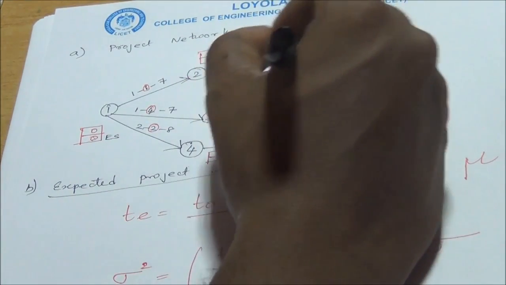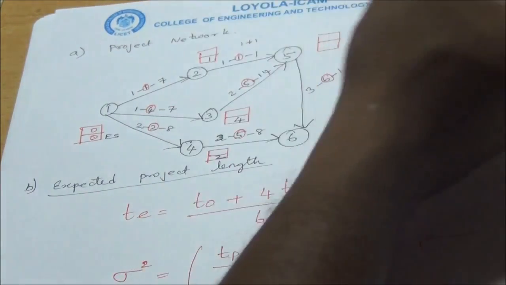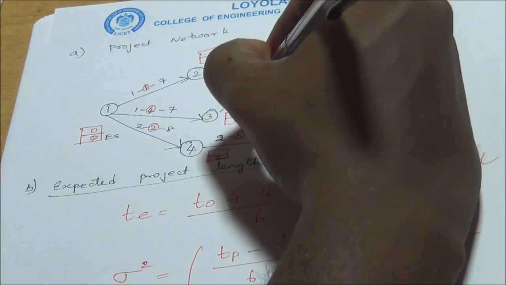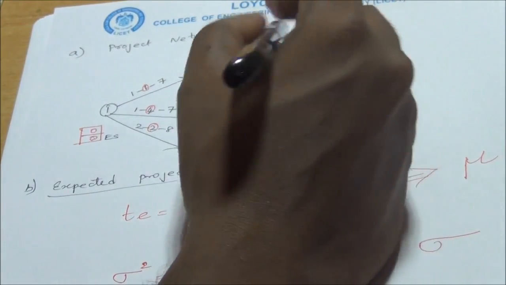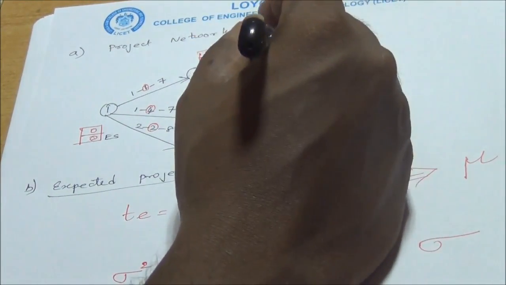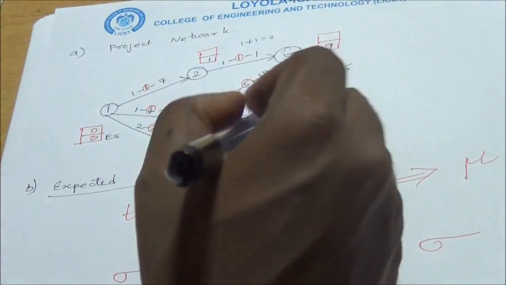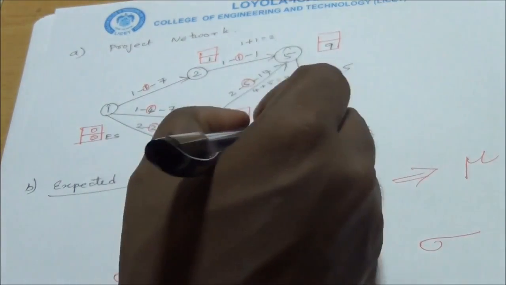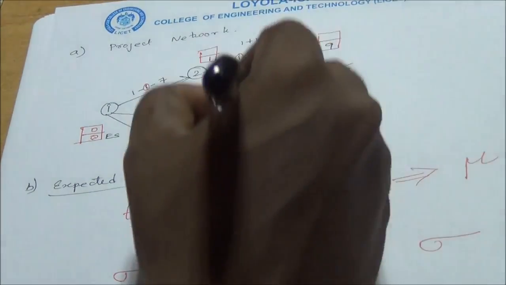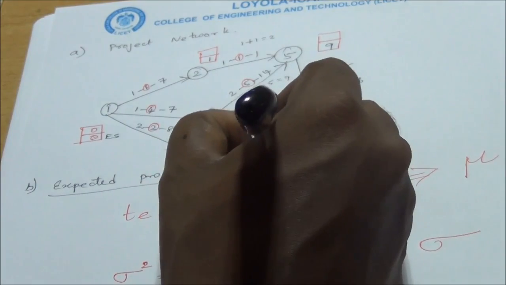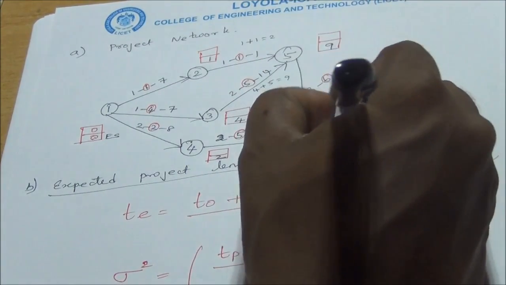For 5 we have 2 incoming arrows: 1 plus 1 is one incoming arrow, and 4 plus 5 is another. So 1 plus 1 is equal to 2 and 4 plus 5 is equal to 9. We have to calculate the maximum of these two values. The maximum is 9, so that comes for the fifth. For the sixth one we have two incoming arrows. One is 9 plus 6 and another one is 2 plus 5. So 2 plus 5 is 7 and 9 plus 6 is 15. So 15 is the largest value and we have to put 15 here.